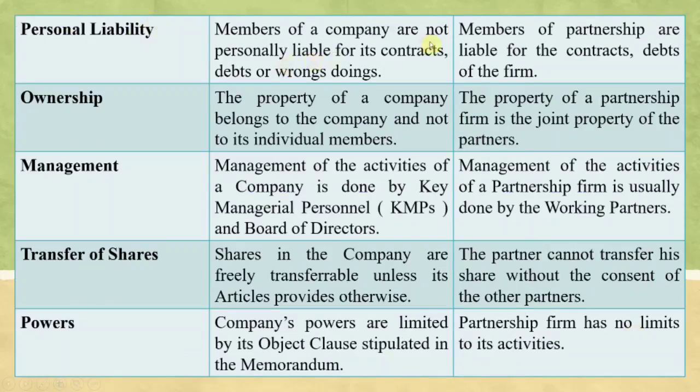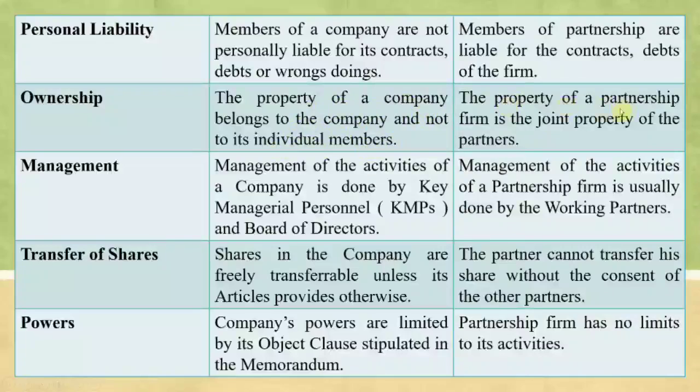See, members of a company are not personally liable for its contracts, debts or wrongdoings. But in case of a partnership, members are liable for the contracts and debts of the firm. Okay? Next comes ownership. The property of a company belongs to the company and not to its individual members. So whatever the property is, it belongs to the company, not to the individuals.